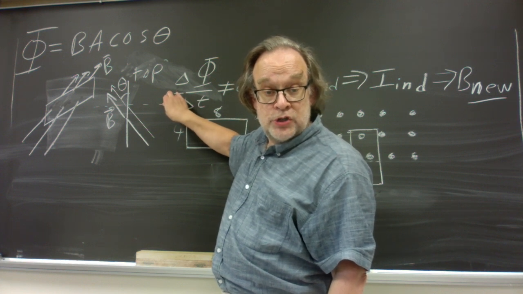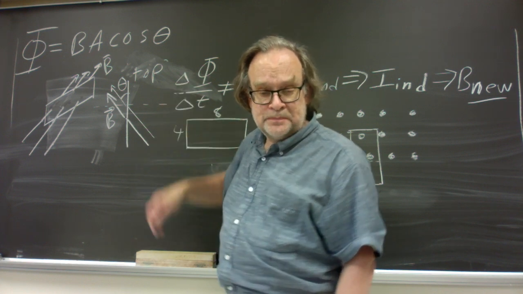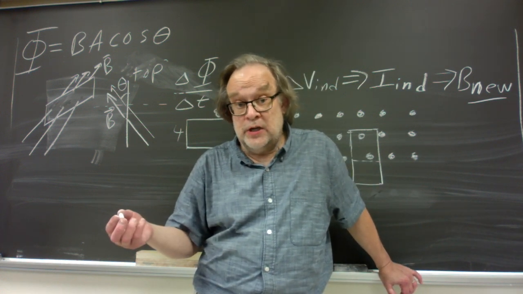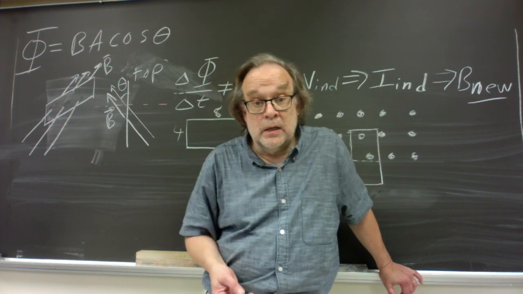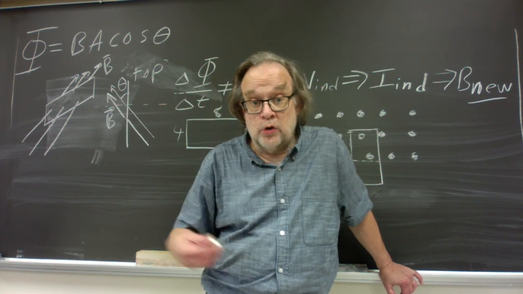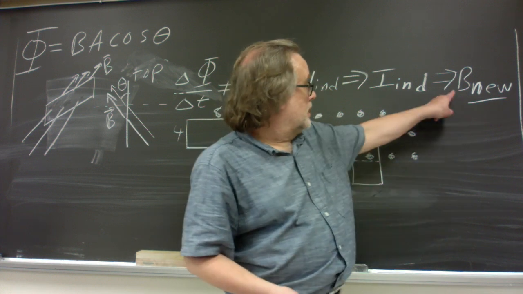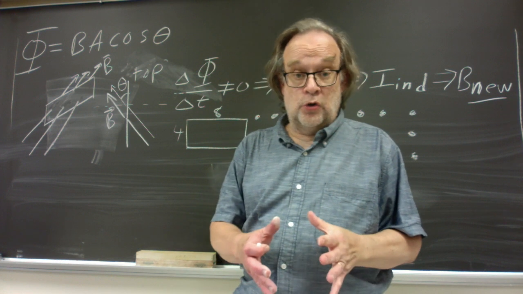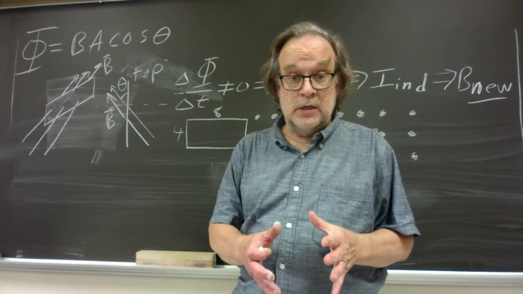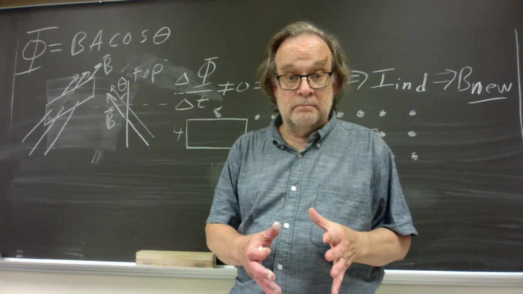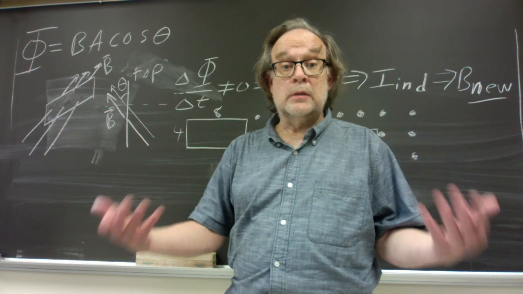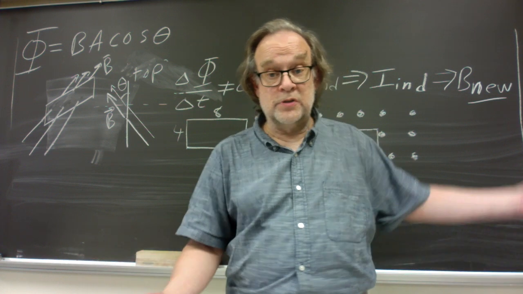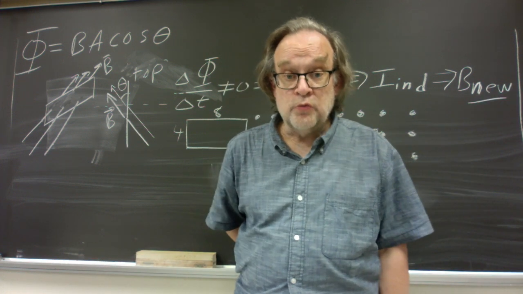the rate at which flux changes. As you'll see, the rate at which flux changes matters. A faster change in flux will give you a bigger induced voltage, and therefore a bigger induced current. And the brand new magnetic field will be stronger as well. And a slower rate of change in the magnetic flux gives you less induced current and less induced potential difference and a smaller new field.